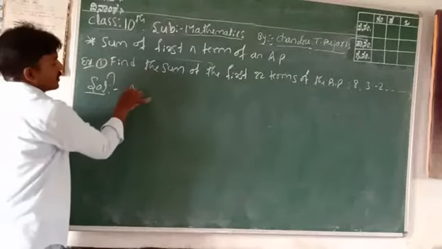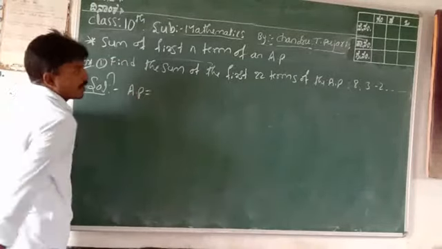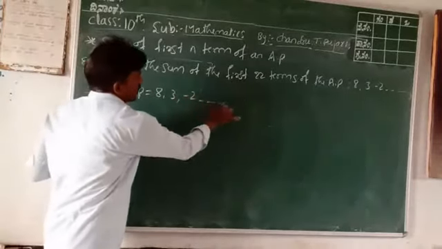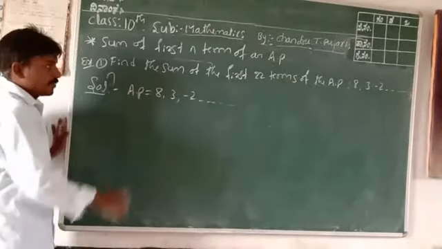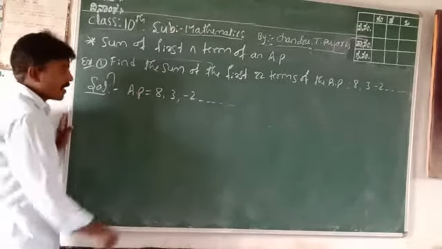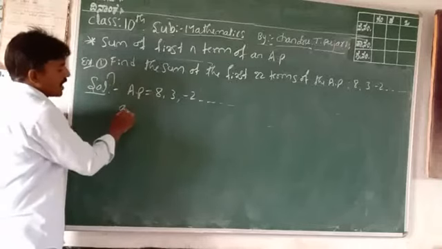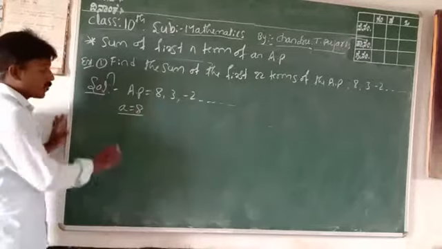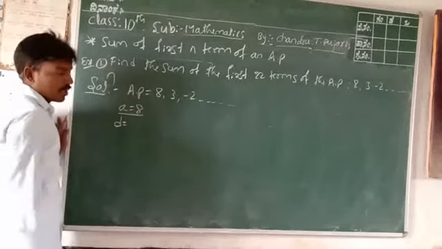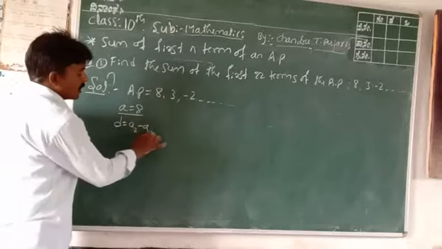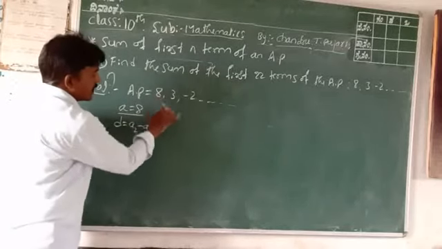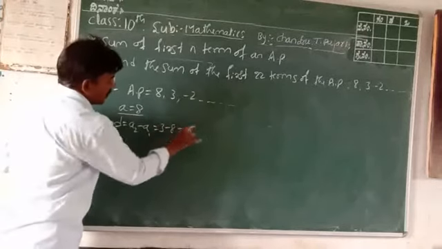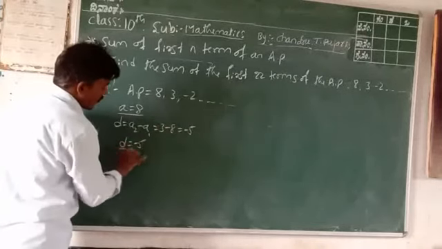The AP is given. Therefore, AP is equal to 8, 3, -2, and so on. Got it? What about next? In the AP, A is also given. A is 8. D is what? D is equal to A2 minus A1. A2 means 3 is there, A1 means 8 is there, therefore 3 minus 8 is minus 5. Our D value is minus 5.